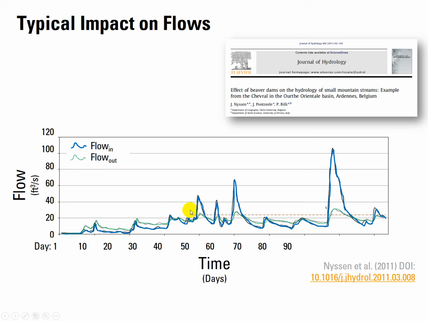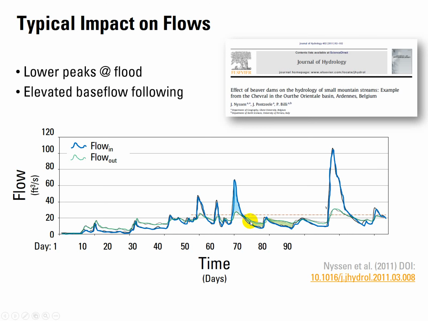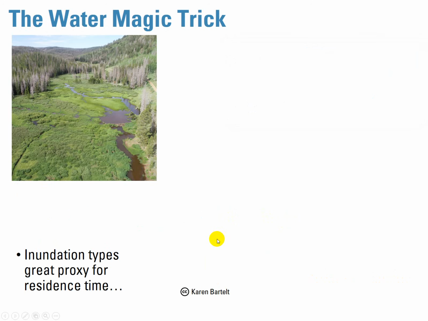And so what happens? Well, the first thing to notice is that there are lower peaks in the flood. See this difference in volume when you integrate underneath here? This is literally how much flow is attenuated within that reach, from the flow rate coming in to the flow rate going out at the bottom. And then what happens is that we see extended elevated base flow in the periods in between, okay? So we think of this as the water magic trick.